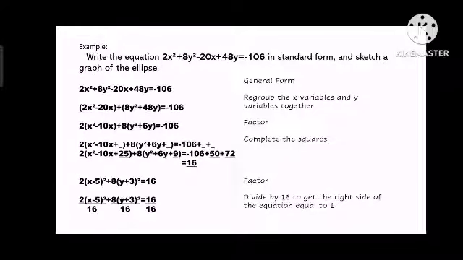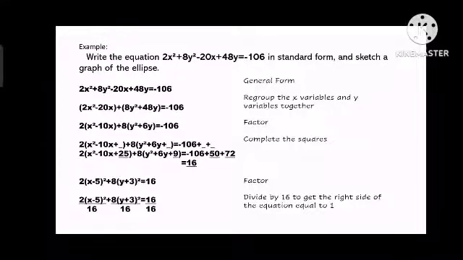Next, we factor the two expressions inside the parentheses, which are 2x squared minus 20x and 8y squared plus 48y. So 2x squared minus 20x becomes 2 quantity x squared minus 10x, and 8y squared plus 48y becomes 8 quantity y squared plus 6y. So we have formed 2 quantity x squared minus 10x plus 8 quantity y squared plus 6y equals negative 106.